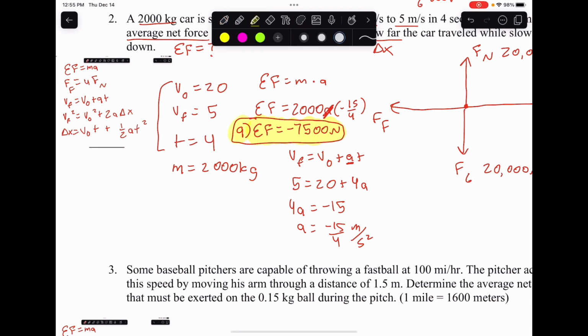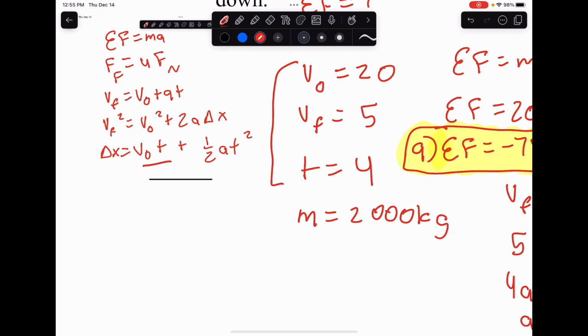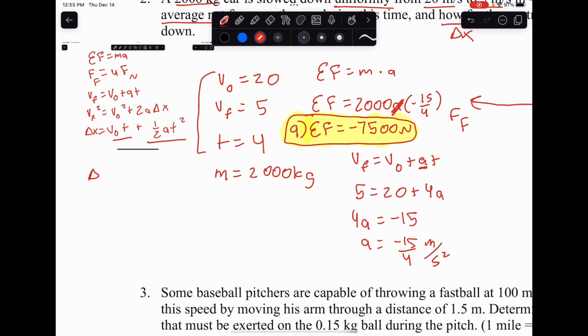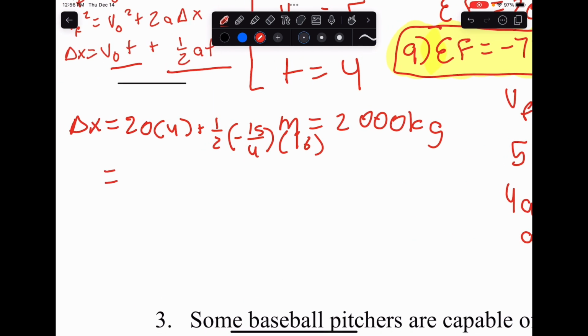For the second part, B, delta X, if we look at these equations on the side, we have all this stuff, and therefore we can just plug it in there. So delta X equals 20 times 4 plus 1/2 times negative 15 over 4 times 16, which is just 4 squared. And after plugging all that in, we get 80 plus 0.5 times negative 15 over 4 times 16 equals 50. So 50 meters total. So that's part B.